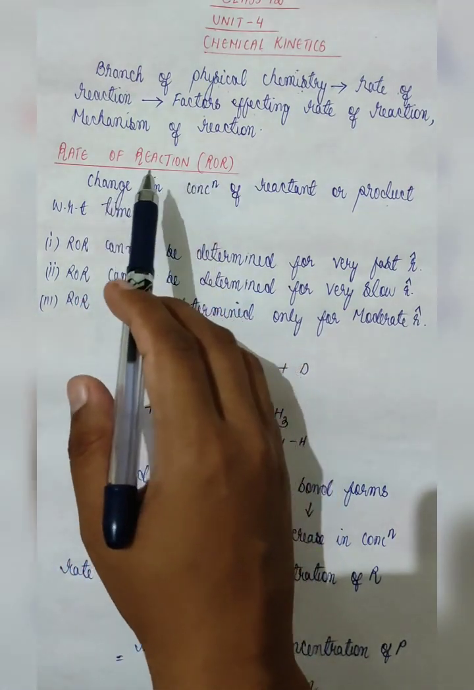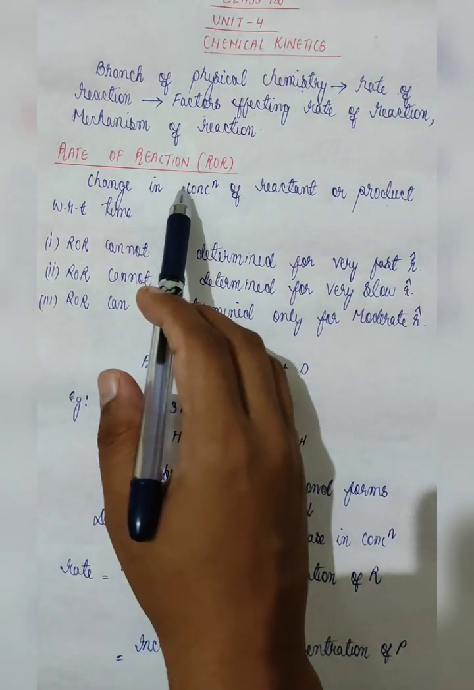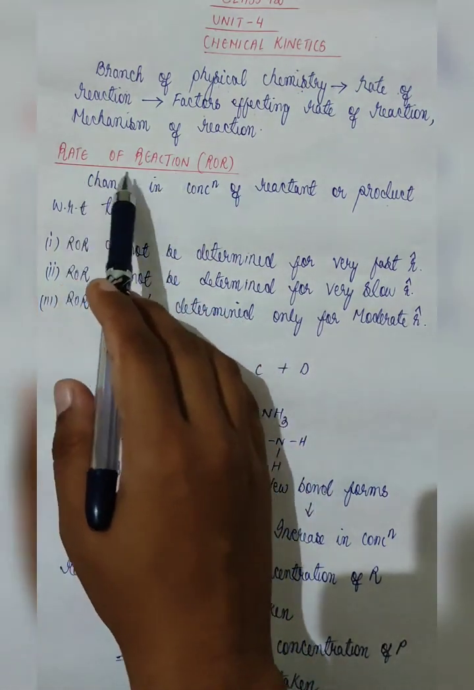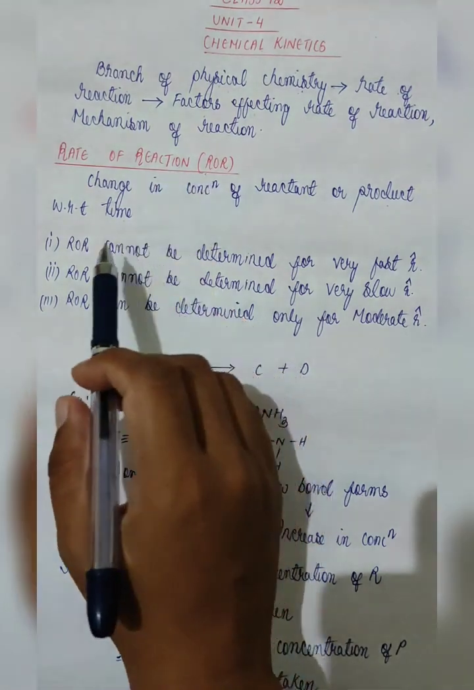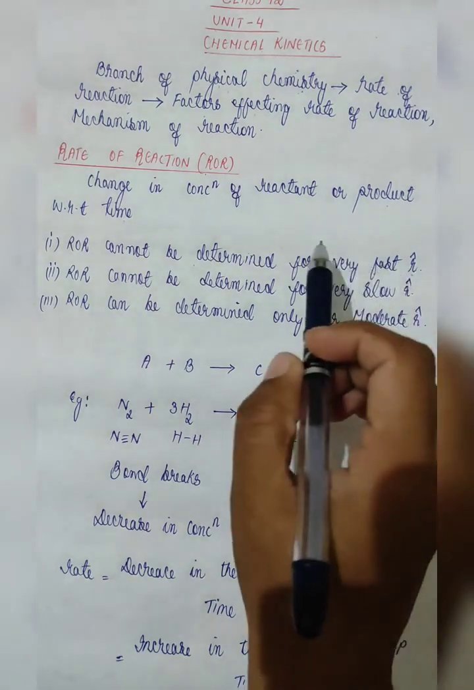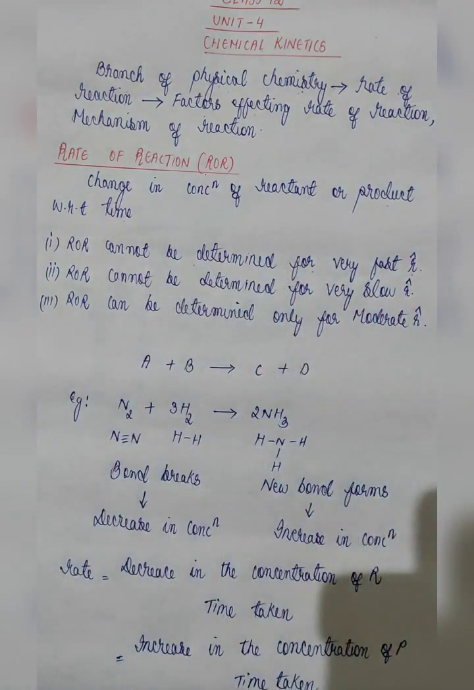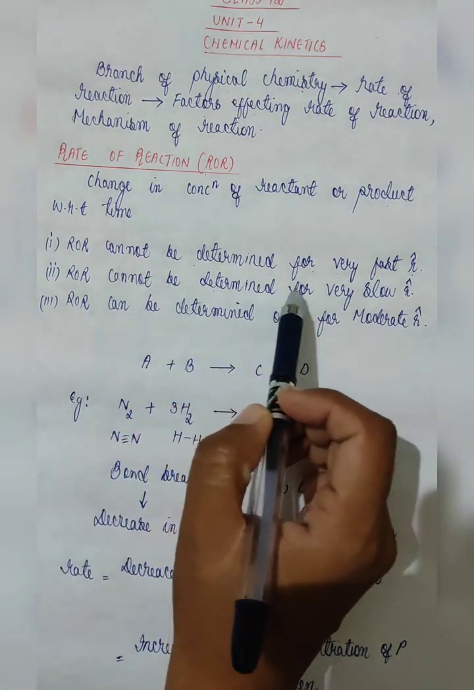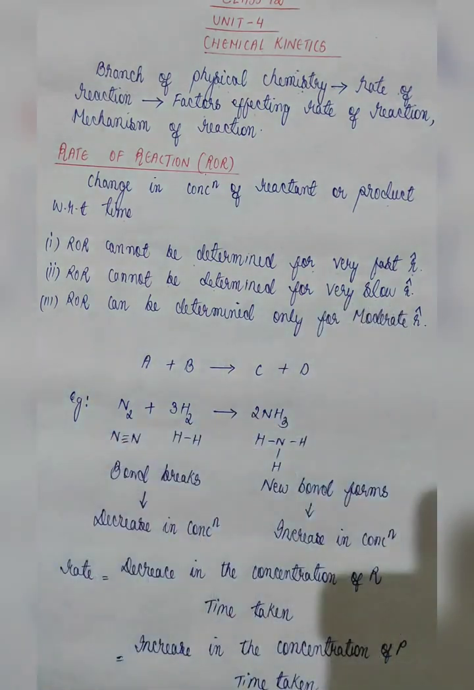Now, in order to study the rate of a reaction, we need a reaction. So here, the rate of a reaction cannot be determined for a very fast reaction. Suppose a reaction occurs within a fraction of a second. Its rate cannot be determined. And even if it is determined, it is of no use because it is occurring within a fraction of a second. And even the rate of a reaction cannot be determined for a very slow reaction.